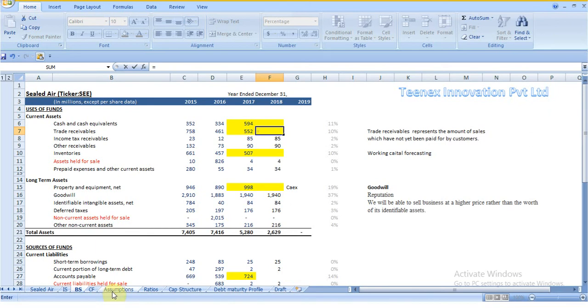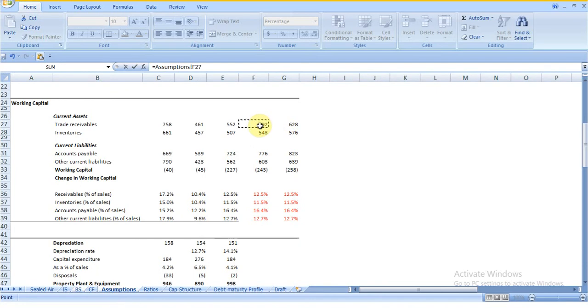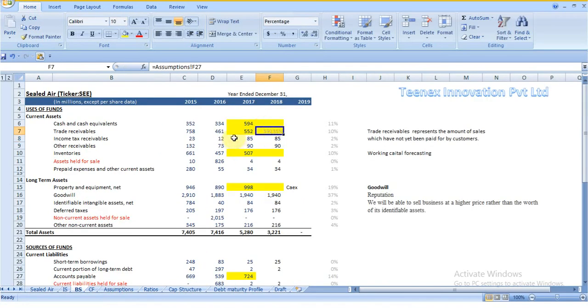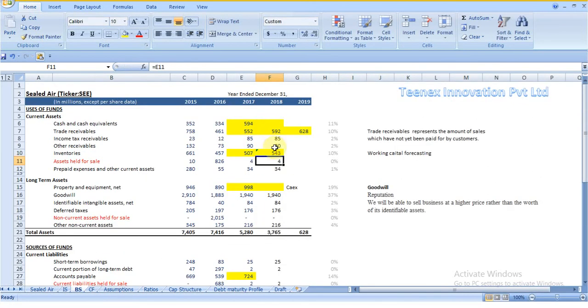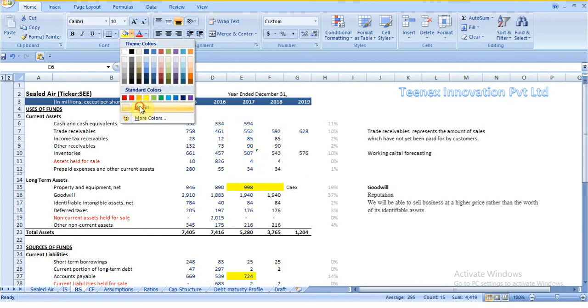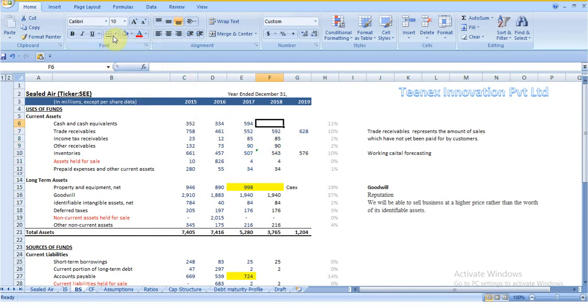Here are my trade receivables. I have forecasted them. I'll just make the formatting correct and drag it. Similarly, I can plug in inventory as well. Inventory is here, and I can drag this. So I have forecasted my current assets for 2018, correct and complete except cash and cash equivalents. This we are going to get from the cash flow statement.